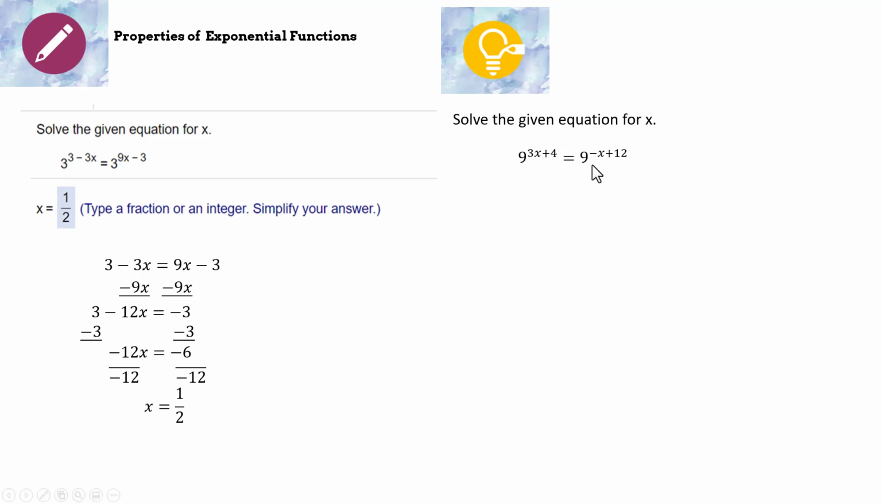Hopefully the first thing you did was notice that our bases are exactly the same. That means we can make the exponents equal to each other. 3x plus 4 equals -x plus 12. I like to move my x's first, so I'm going to add x to both sides. This gives me 4x plus 4 equals 12. Subtracting 4 from both sides, we get 4x equals 8. Divide by 4, and x equals 2 is our answer.